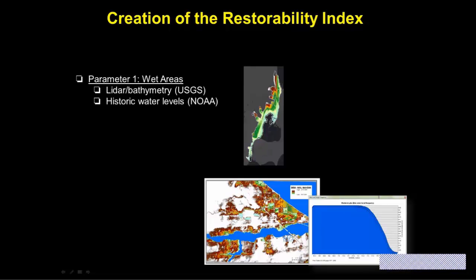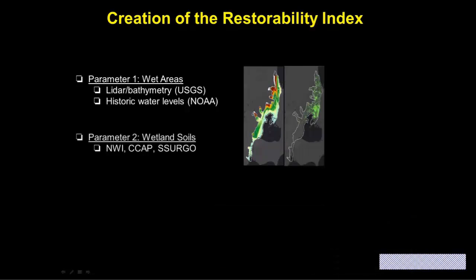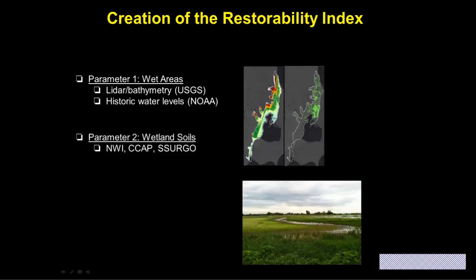So I will note that the use of elevation data is one of the ways that this data set differs from other maps of potentially restorable wetlands that we're aware of that are out there. We used available data from the NWI, the National Wetland Inventory, and the NOAA Coastal Change Analysis Program, CCAP data set, as well as wetland soils data from the Soil Survey Geographic data sets.